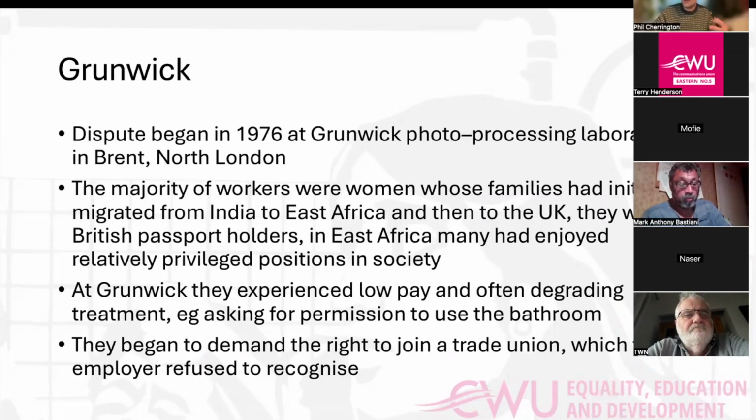And those workers weren't guest labourers on temporary visas or anything like that. Many were full British passport holders, which is really crucial in the way they were treated. But at Grunwick, they experienced low pay and often degrading treatment, for example, having to ask for permission to use a bathroom. And when they did begin to demand the right to join a trade union, the employer refused to recognise it and tried to sack them.